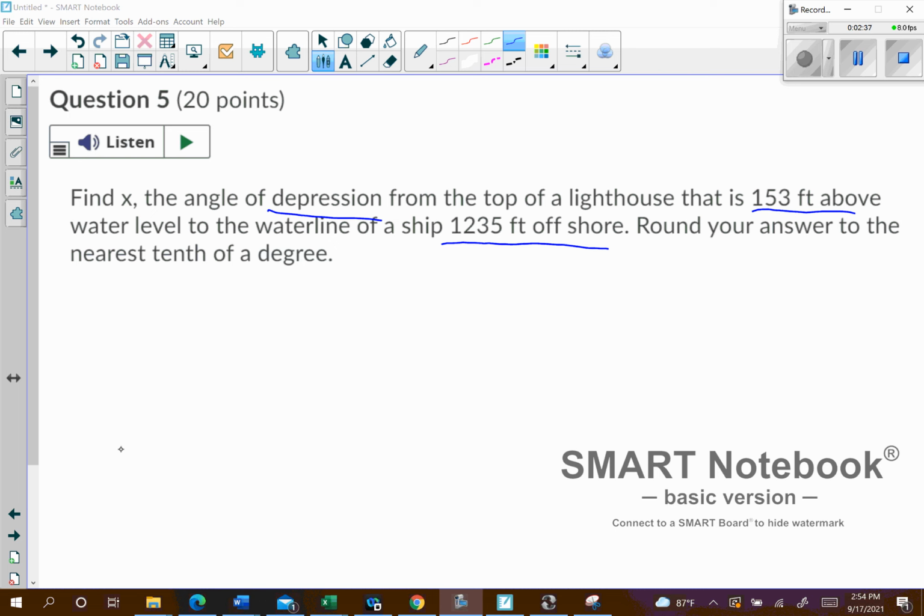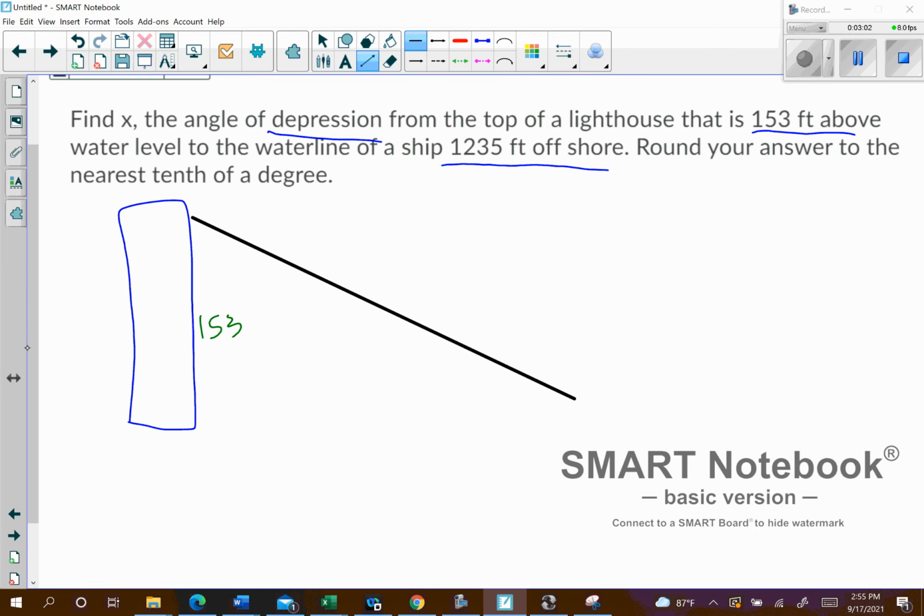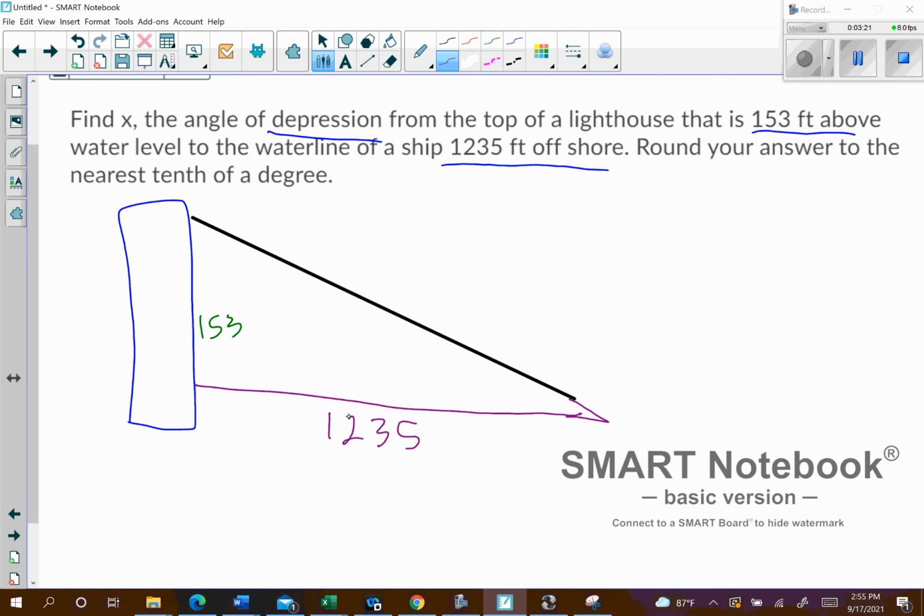And so once again, I'll kind of draw a little picture here. So we have the light tower, right? And it's 153 feet off the ground. And then from the light tower to the water line of a ship that's somewhere, I don't know, over here, right? Is 1,235 feet offshore. So they're not talking about the hypotenuse distance. They're talking about the distance right here. Sorry, my picture isn't great, but here we go. So that's the distance that they're referring to.